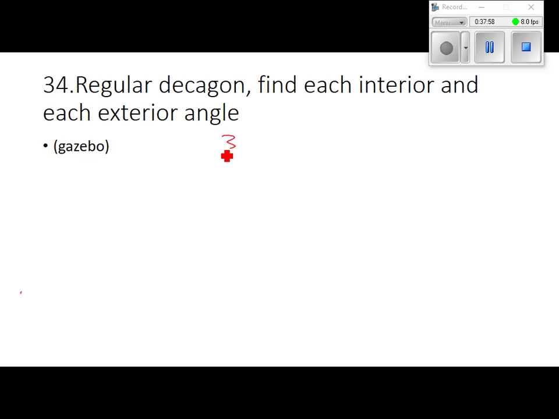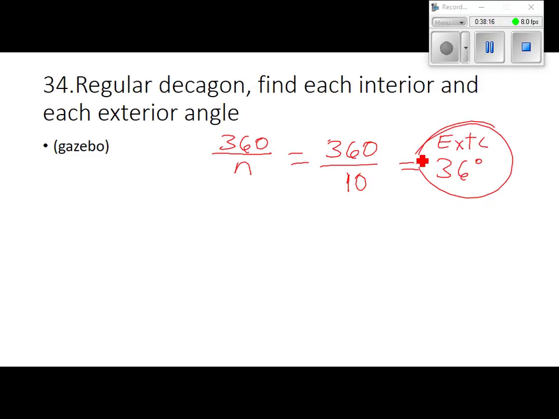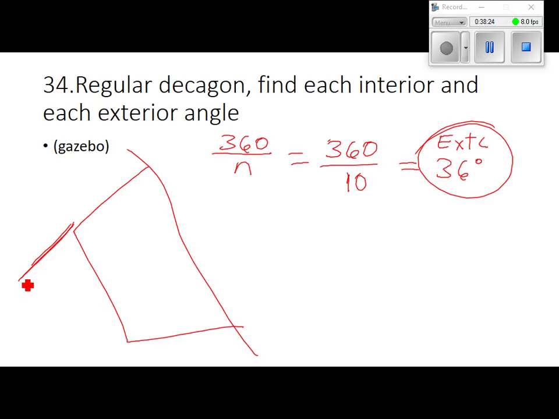Exterior, because the exterior formula is 360 divided by n. Well, this time, what is n? 10. Somebody tell me what's 360 divided by 10? 36. So each exterior angle is 36 degrees. If I was to draw this gazebo, which I'm not going to, it's going to be broke right there.